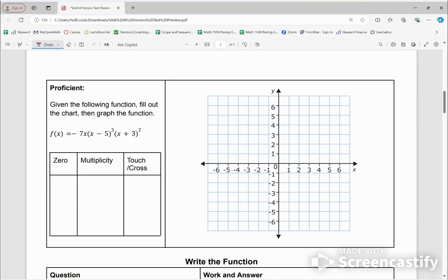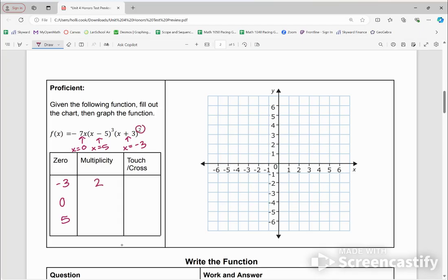Okay, and the proficient problem. So kind of similar to the last one, but this time we have the equation and we have to fill out our own table. So my zeros from this section, set it equal to 0. That's going to give me 0. This one, set it equal to 0. I'm going to get x equals 5. Okay, and then this one, set it equal to 0. We should get -3. Okay, so for -3, our multiplicity is 2.